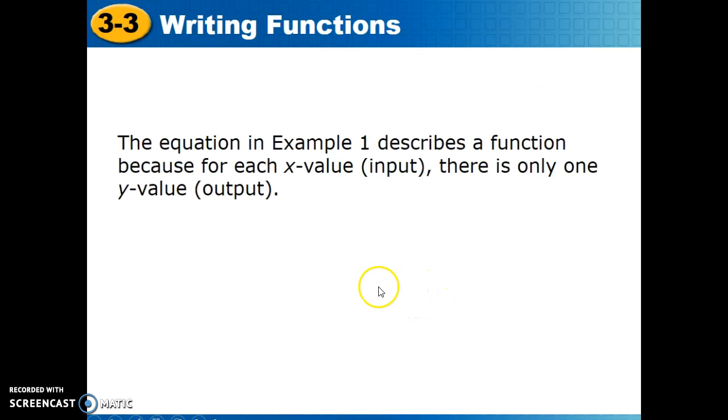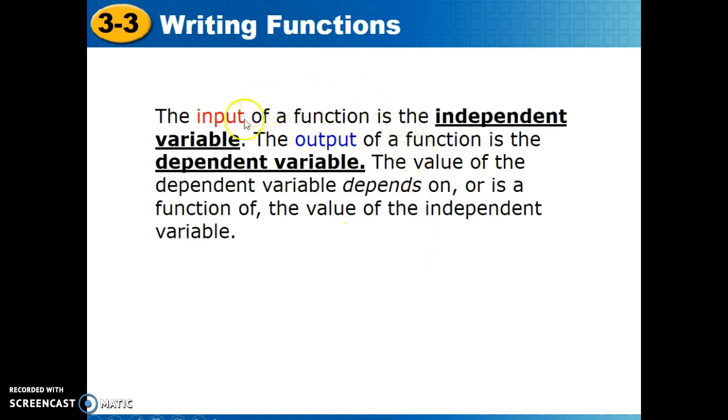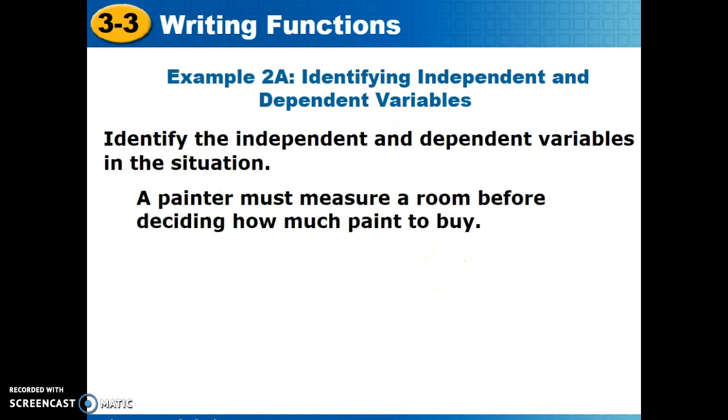The equation in example 1 describes a function. For each x value, the input or domain, there's only one y value, or output, or range. And we've gone over this vocabulary. Input is independent, in, and the output is the dependent variable. The value of the dependent variable depends on, or is a function of, the value of the independent variable. Looking at example 2a, it says identify what's independent and what's dependent in each situation.